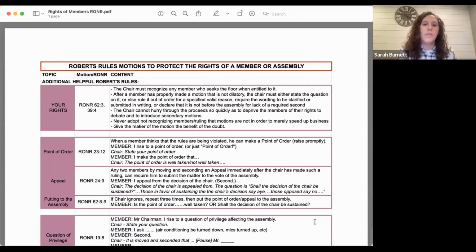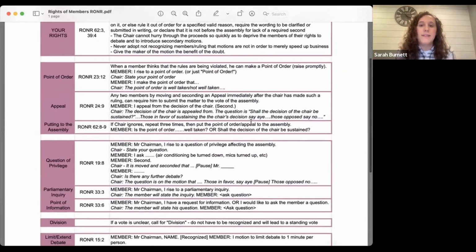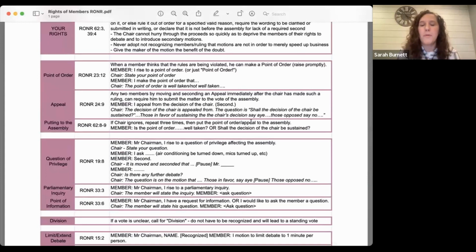So with that in mind, these are motions to protect the rights of a member or an assembly. I'm not going to read all of this because we've already covered some of it. These are the rights of a member. I already covered this on the slideshow, so I won't cover that. This is your point of order. When a member thinks rules are being violated, all you have to do is say, I rise to a point of order, or even just a point of order. At that moment, you should be recognized. And then you say what your point of order is, right? So that's point of order.